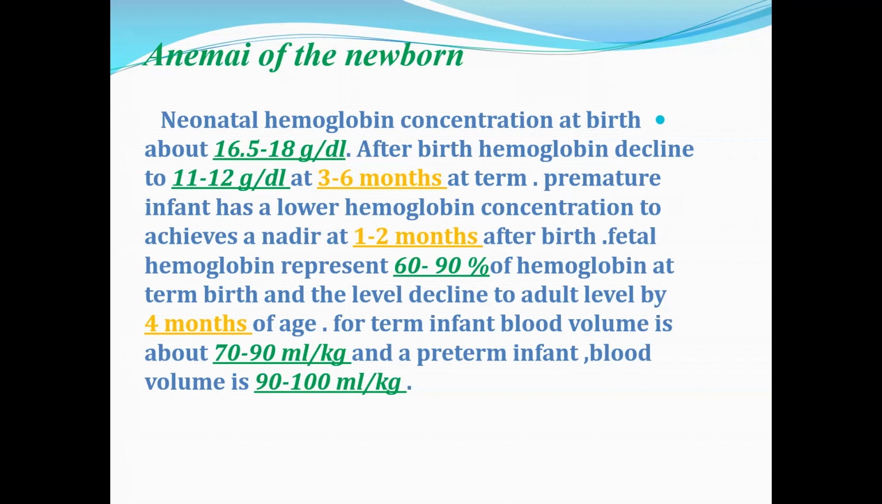The structure of hemoglobin, of course, differs in the newborn from that in the adult. After birth, fetal hemoglobin represents 60 to 90% of hemoglobin, and the level declines up to 4 months. At that time, the hemoglobin structure is like the adult. For a term infant, blood volume is around 90 ml per kg, and preterm may reach 100 ml per kg.